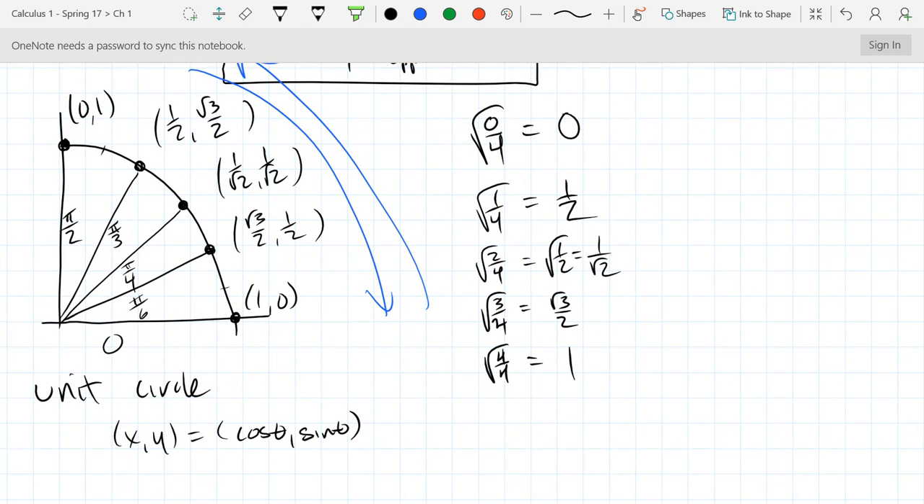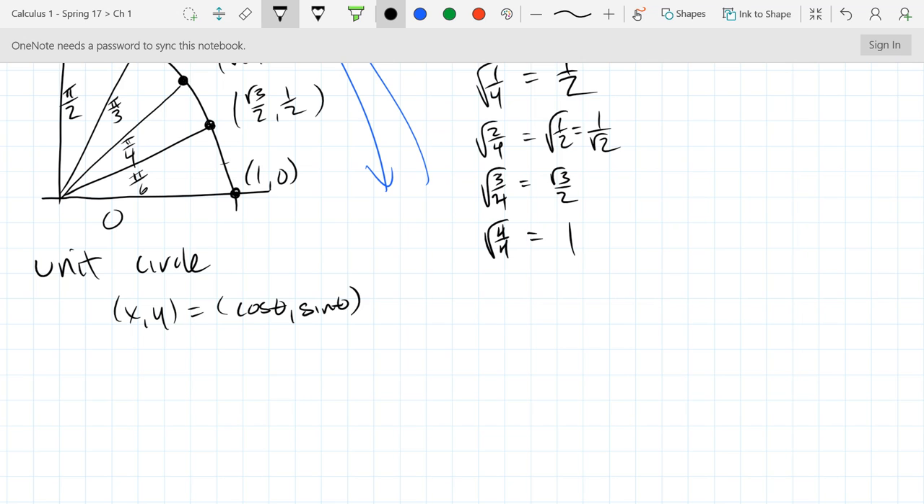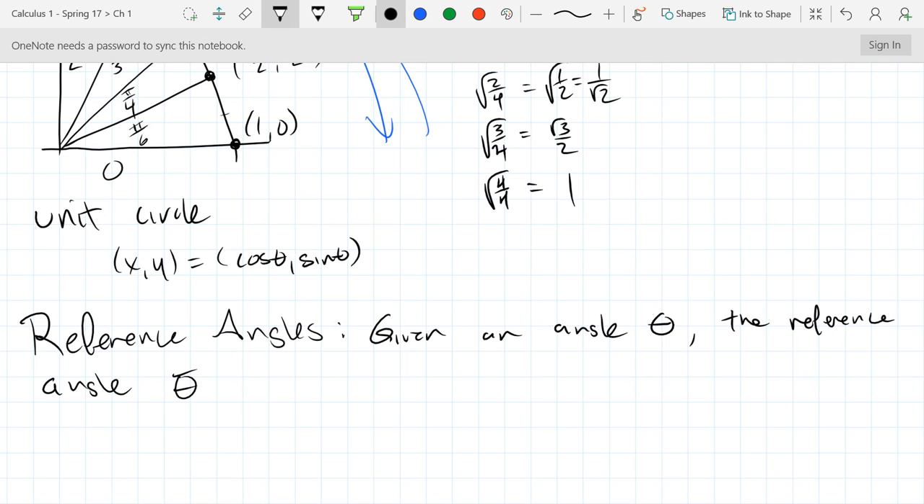And the unit circle has 4 quadrants. All we did was quadrant 1. So let's figure out some trig values in other quadrants. And we're going to use reference angles for this. So we'll start with a given angle theta. We use theta bar for the reference angle. The reference angle theta bar is the smallest positive angle back to the x-axis.